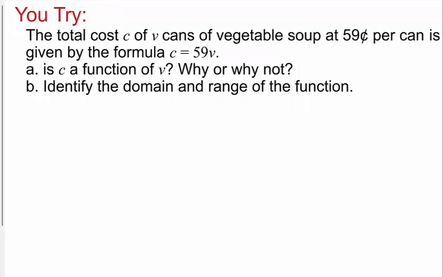The total cost, C, of V cans of vegetable soup at 59 cents per can is given by the formula C equals 59V. Is C a function of V? Why or why not? Identify the domain and range of the function. So pause the video, see if you can get it. Come back, see if you got it right.